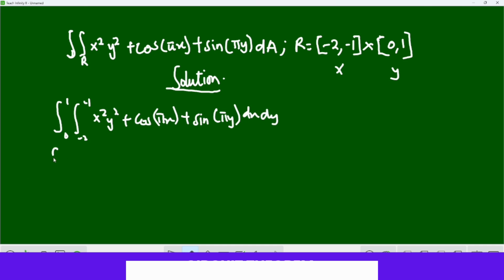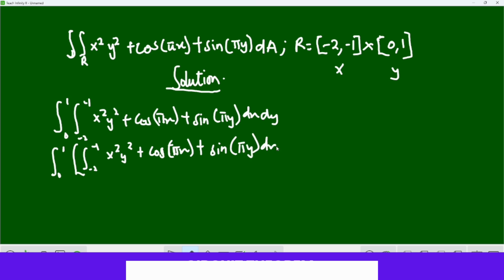Okay, so with this, I can start my integration with my x aspect. I have -2 to -1 of x squared y squared plus cos of pi x plus sine of pi y, that dx, closing dy. Okay, that is good. So let's continue. We'll go ahead to integrate directly.